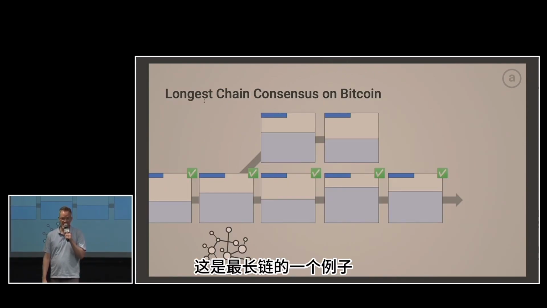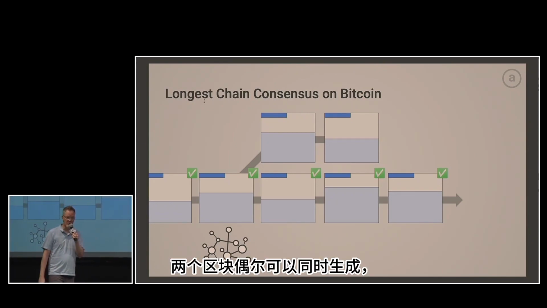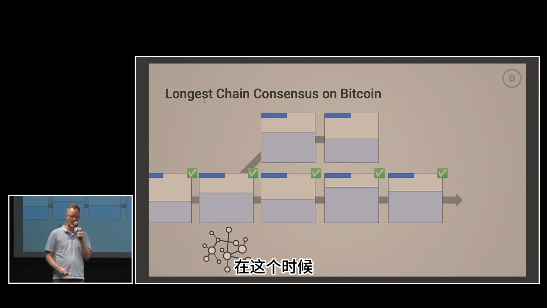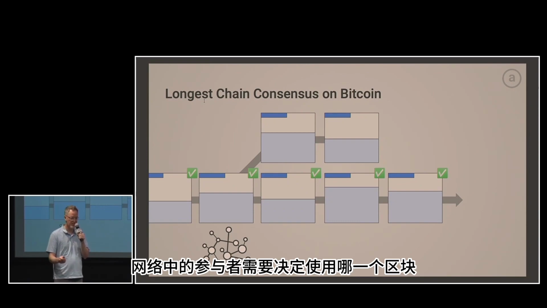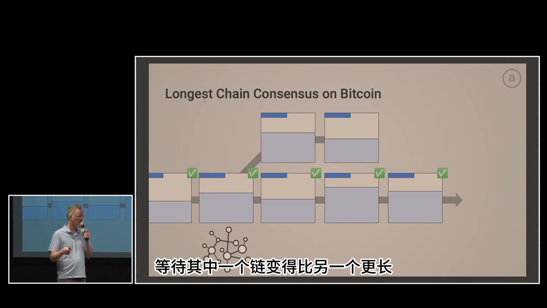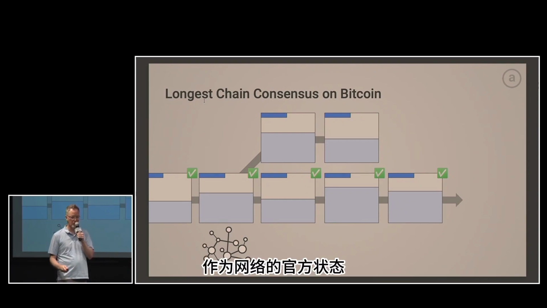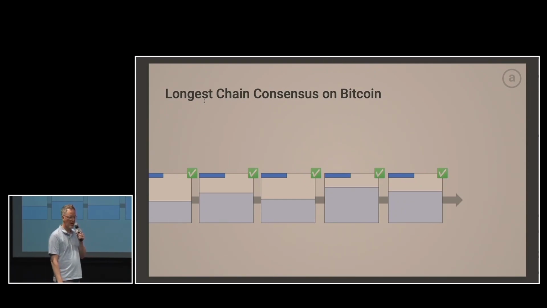So this is an example of longest chain. Occasionally, because of the randomness in mining, two blocks can be produced at the same time. And at this point, the participants in the network need to decide which one to use. The way they decide that is by waiting for one of the chains to become longer than the other, and then using that as the official state of the network.